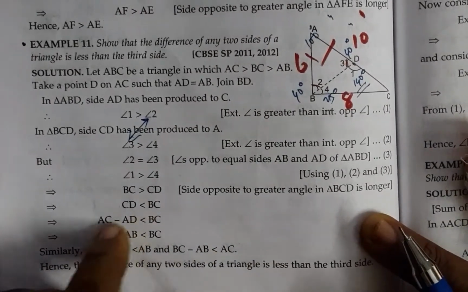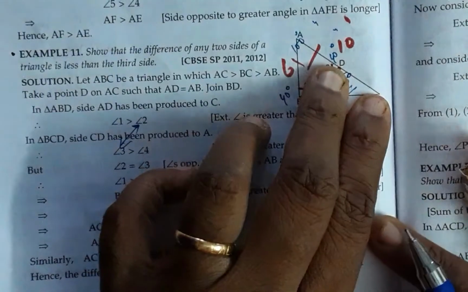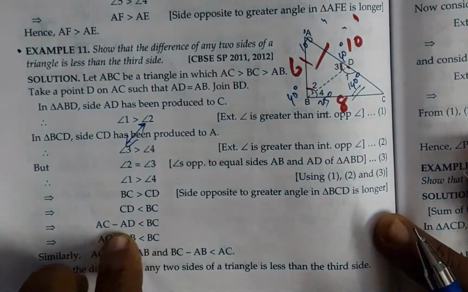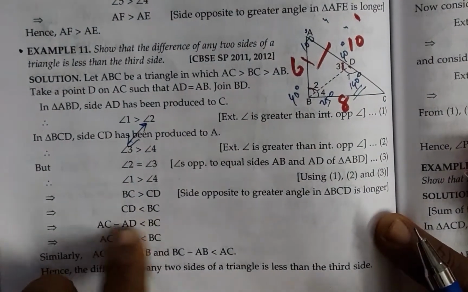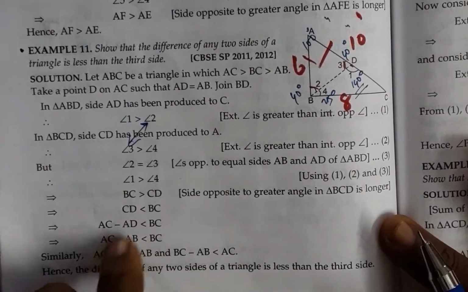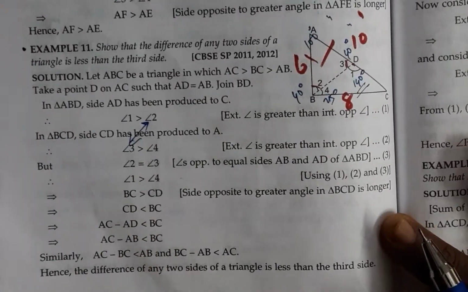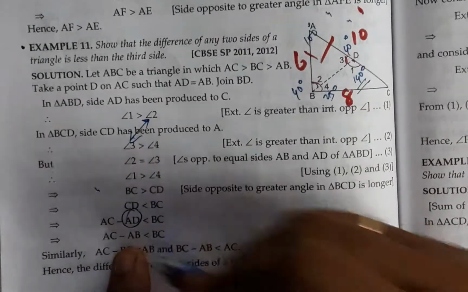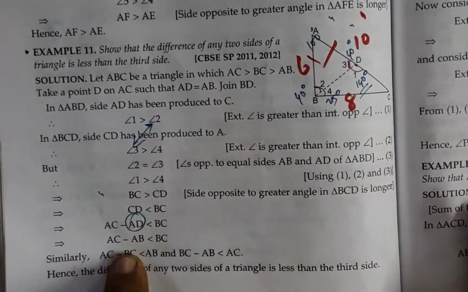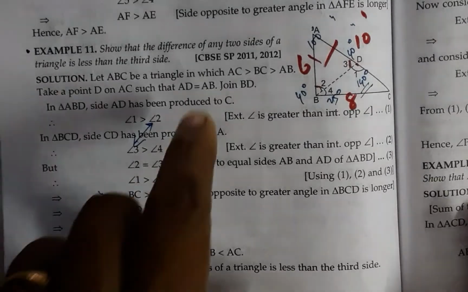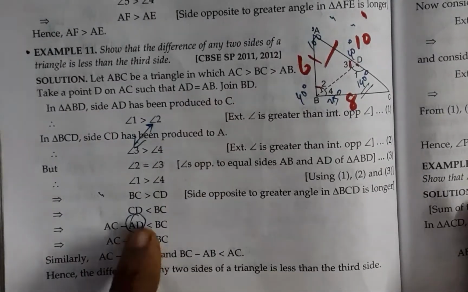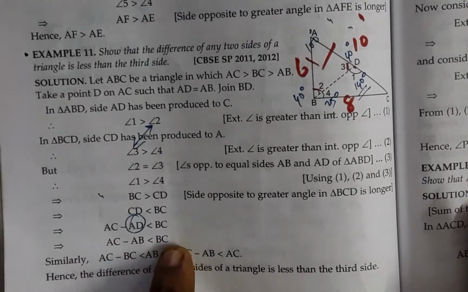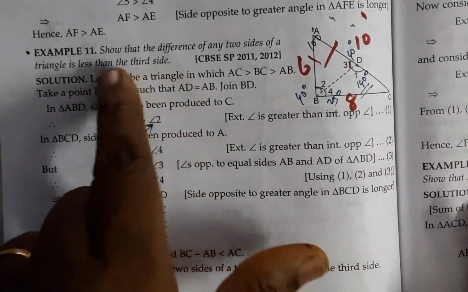And now he is elongating the problem by arriving at CD. CD is nothing but AC minus AD, and that is exactly what he has written here. Now we know that AD is also equal to AB. So instead of AD, we can simply replace it with AB, because these two values mean one and the same. Therefore we can replace AD with AB and say that the difference of AC and AB is always less than BC, and this is exactly what is being asked here.